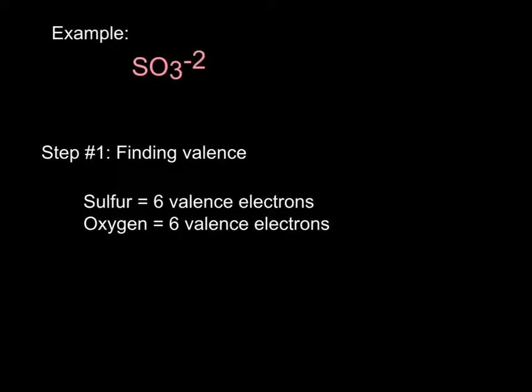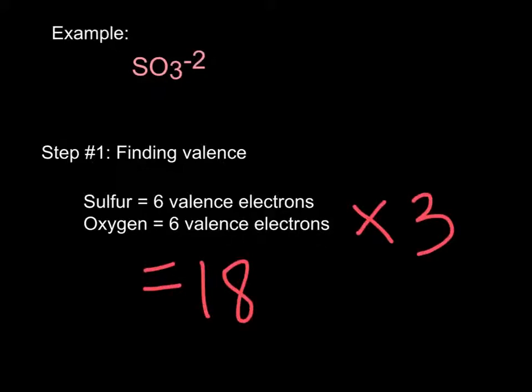Step 1 is to find the valence of each element, which can all be found on the periodic table. And from the periodic table, we know that sulfur and oxygen both have 6 valence electrons. But since there are 3 oxygens, we have to multiply this number by 3, making 18.